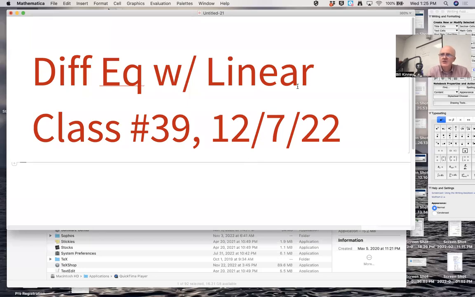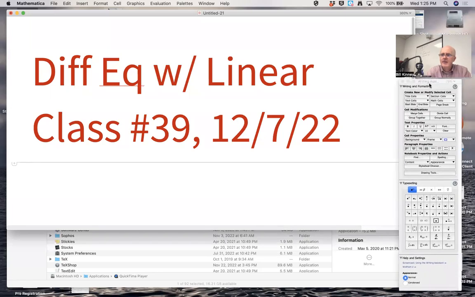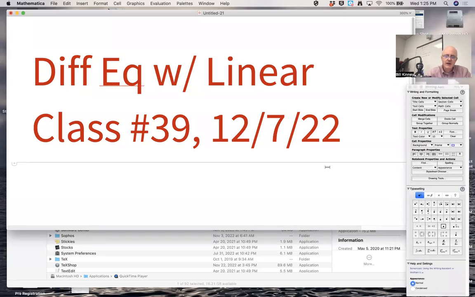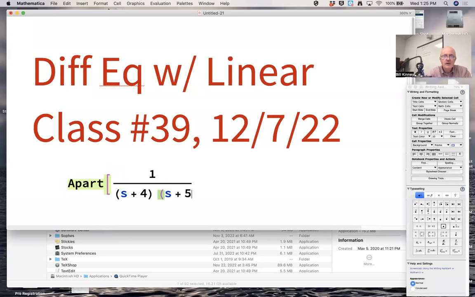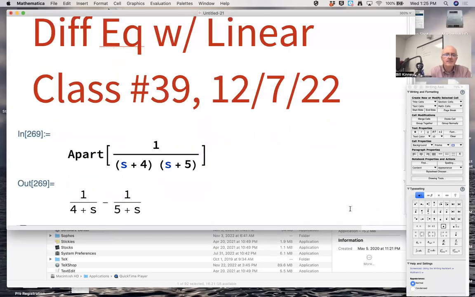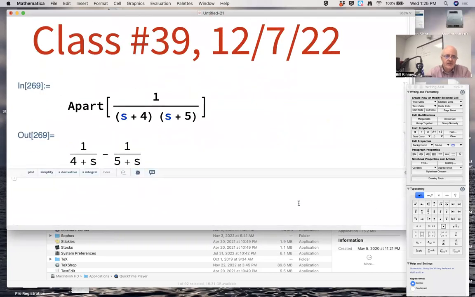In Mathematica, you can do partial fractions with a part. So I'm first just doing the partial fraction calculation. There's how it works. And so in terms of A and B, what this means is A equals 1 and B equals -1.